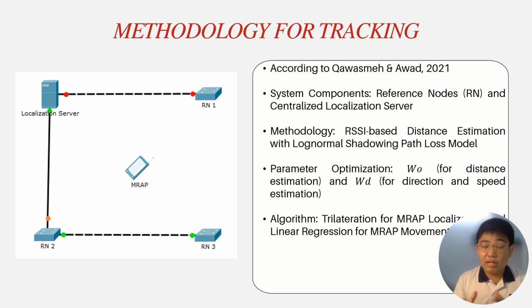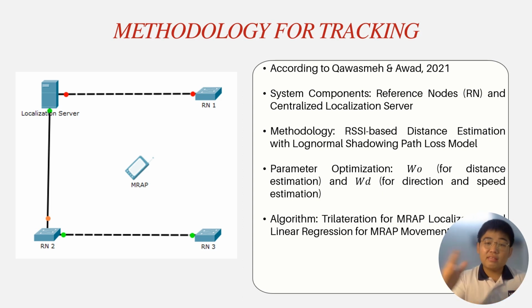Once a mobile access point is detected, each RN listens to the standard beacon frame sent periodically by the MRAP to announce its presence. The received signal strength indicator associated with these three beacon frames is measured by the RN radio hardware and sent to the central server.